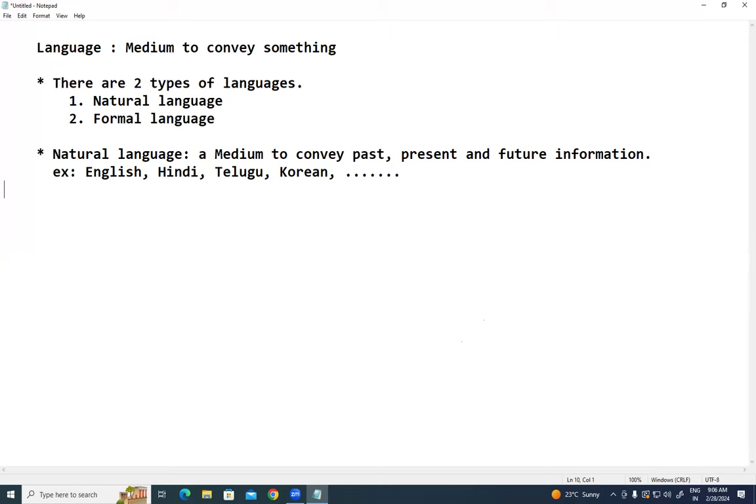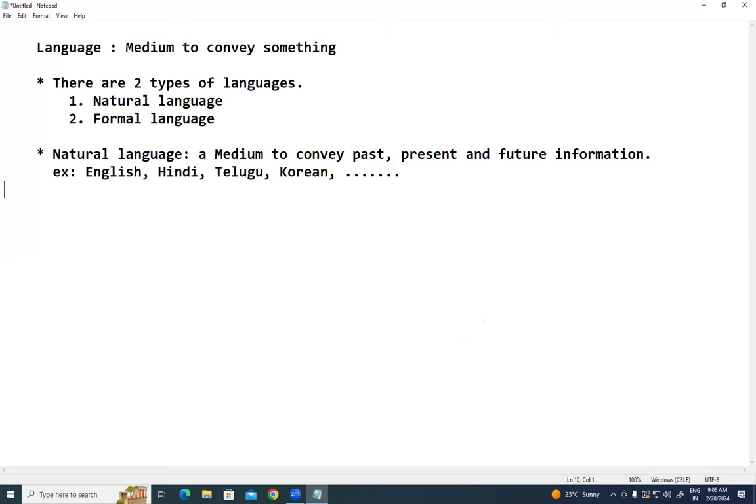Low level languages. Excellent. Second one, high level languages. Third one, assembly languages. Exactly. So what are the 3 categories of programming languages? Low level languages, high level languages, assembly languages. Don't say mid level. Assembly language and high level language.